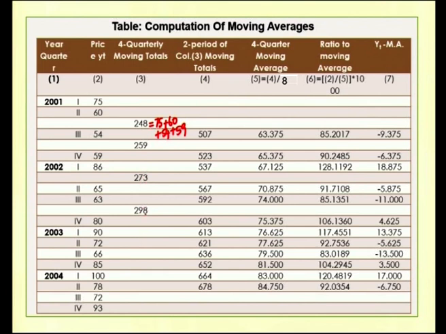Then these values are added. For centering, because a total does not represent any quarter or year, two consecutive totals are added and written corresponding to the third quarter. So 507 is the total of 248 plus 259, and it is written in between 248 and 259. Similarly, the values 259 and 273 are added and written like this.